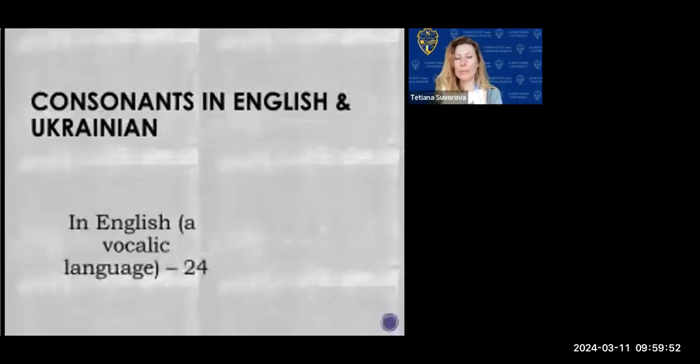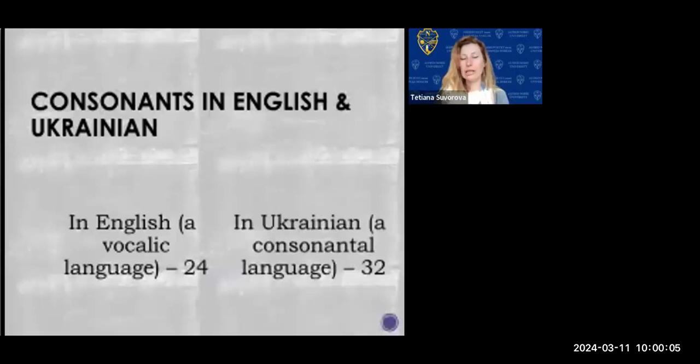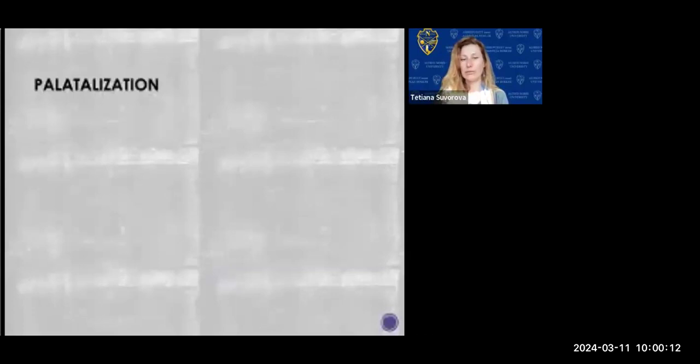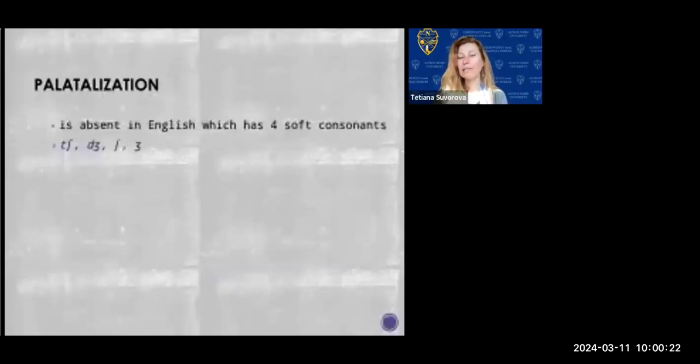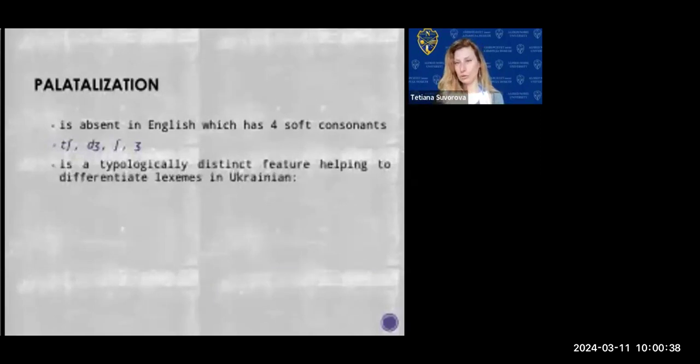Well, and when we compare the situation with consonants in English and Ukrainian, then we speak about the fact that in English we have 24 consonants, in Ukrainian 32. So as you can see, for that reason we characterize Ukrainian as a consonantal language and English as vocalic. Well, palatalization, this is when we soften some sounds, pronounce them softer. So in English we have 4 such soft consonants: ch, j, sh, j. In Ukrainian mostly they are hard.